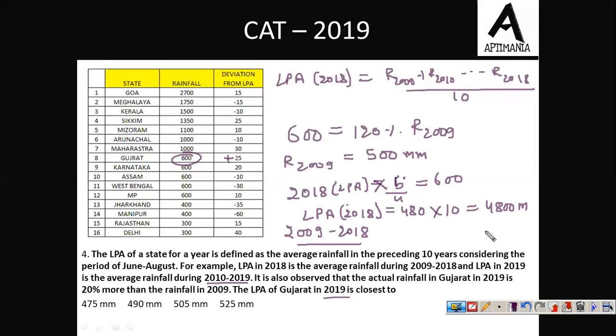Now what do we need to calculate? We need to calculate this data for 2010 to 2019. So we need to remove 2009 and add 2019. And you have seen that between 2009 and 2019 there is a difference of 100. There is an increment of 100 in 2019 as compared to 2009. So the overall value will also increase by 100 if we remove 2009 and include 2019. So this value will become 4900. And this is the value for 10 years. So 4900 divided by 10. So the new LPA will be 490. So the correct answer is option B.